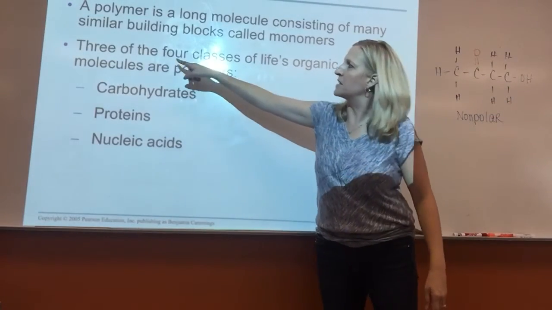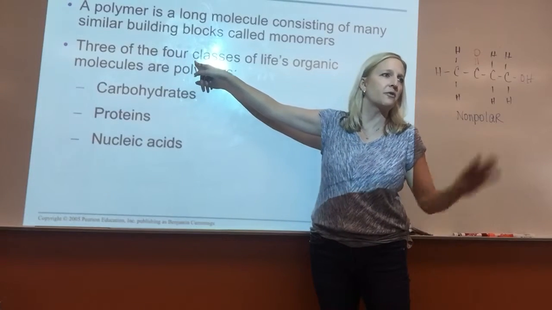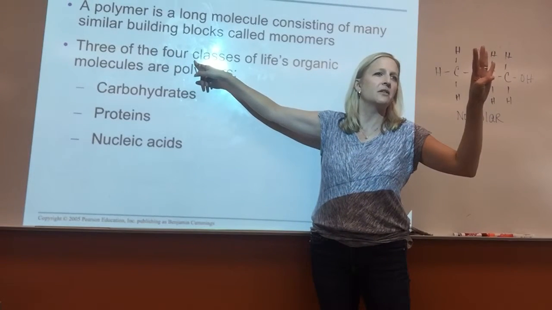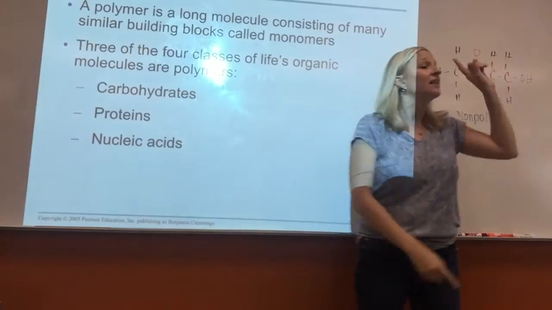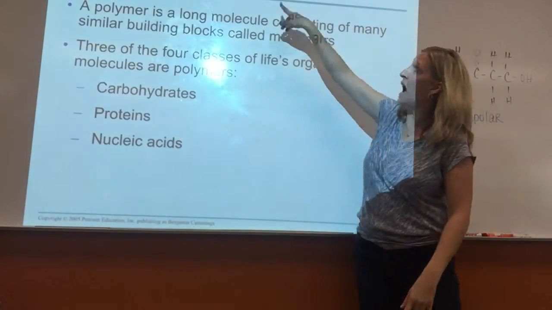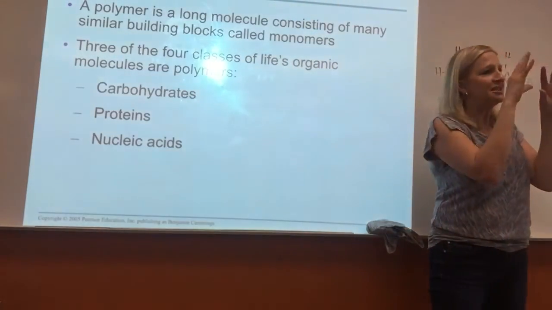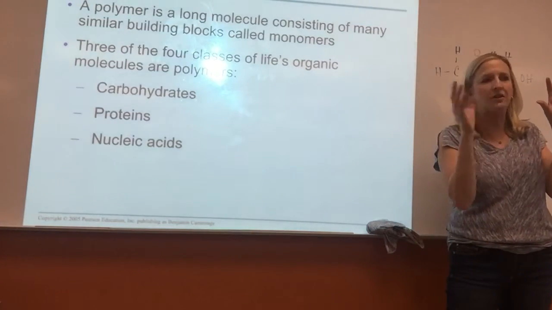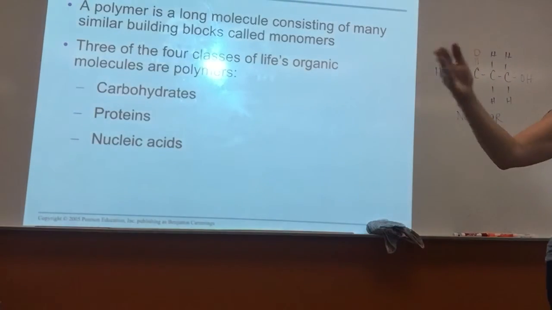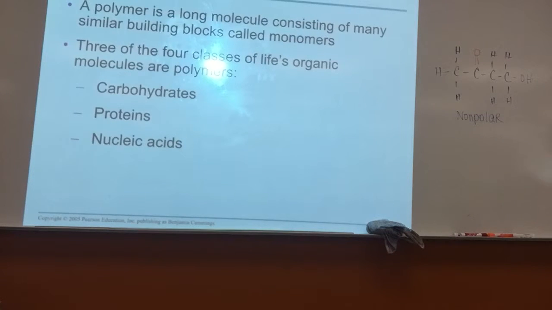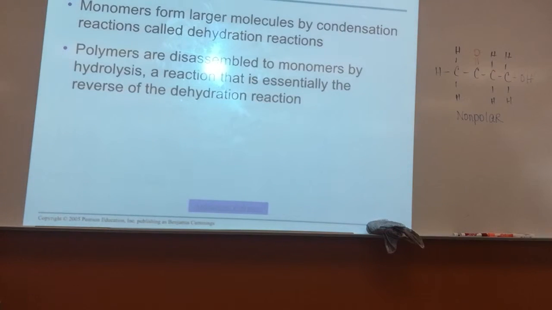What's the, it says 3 out of the 4. Do you guys remember what the 4th one is that I just said we were going to learn about? Lipids. Lipids are really big. They are a macromolecule. They're just not a polymer. They don't follow that rule with a chain of smaller molecules hooked together. So they're big, but not a polymer. So let's look at the polymer thing and look at how we make them.